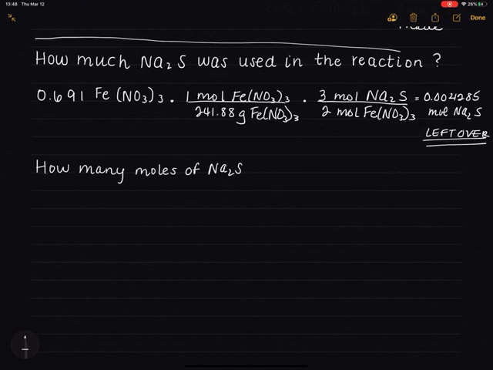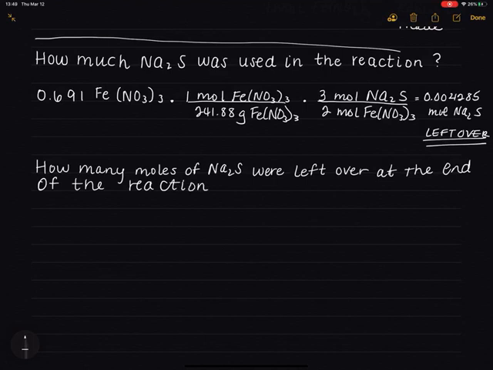Next game we typically play in our limiting reactant problems is to ask how much of our excess reactant was left over. So in this case, how many moles of sodium sulfide do we have left over at the end of the reaction? We'd subtract it from the original. If we look at our units, this one is moles of iron sulfide.